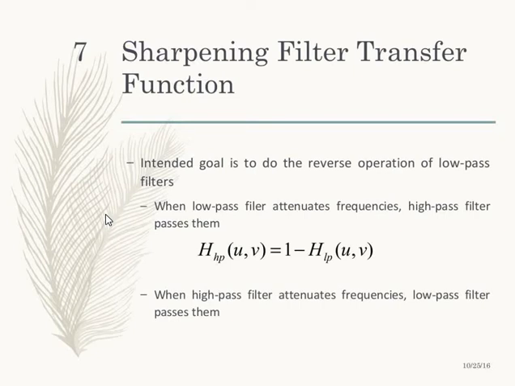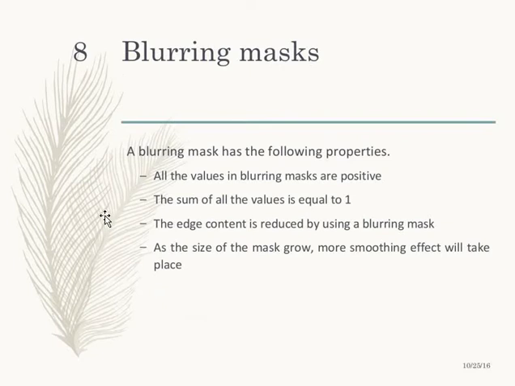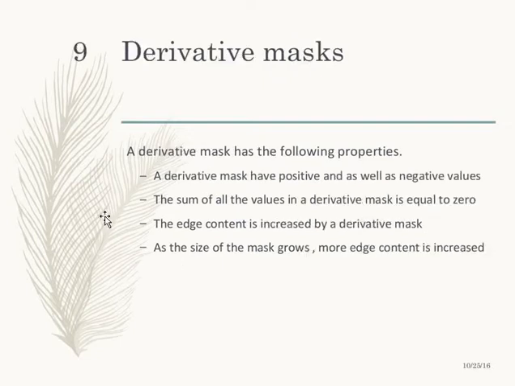The sharpening filter in the frequency domain is as simple as H_hp(u,v) = 1 - H_lp(u,v), which is just attenuating the low frequencies, so a high pass filter is applied to pass the high frequencies. Then we apply blurring masks. All the values of the blurring mask are positive, and the sum of all the values is equal to 1. The edge content is reduced by using a blur mask. As the size of the mask grows, more smoothing effect will take place.